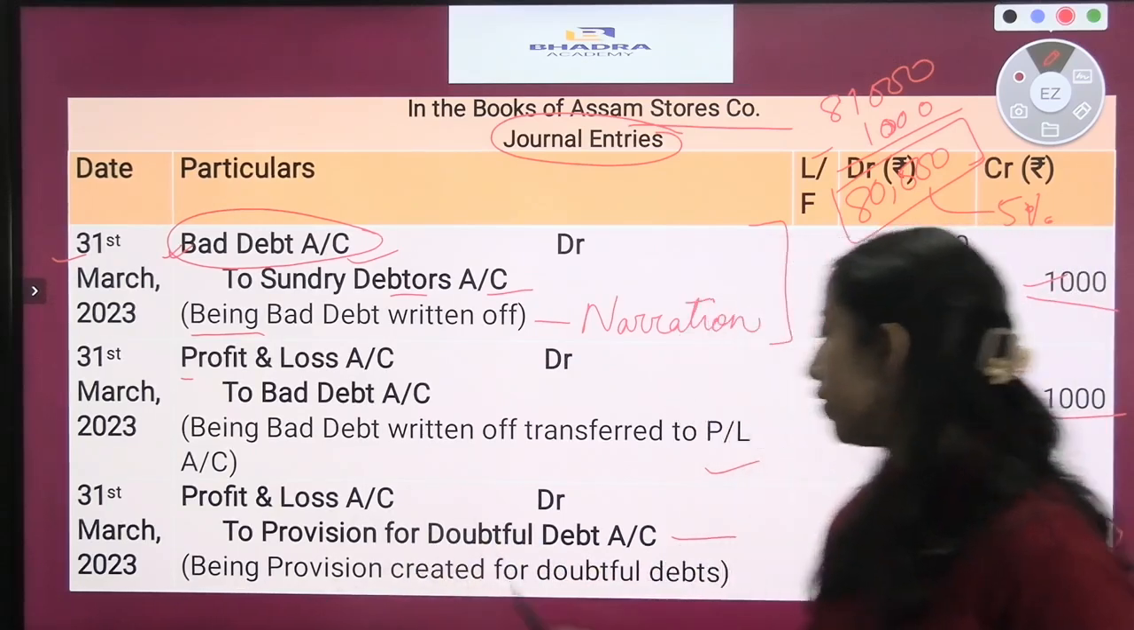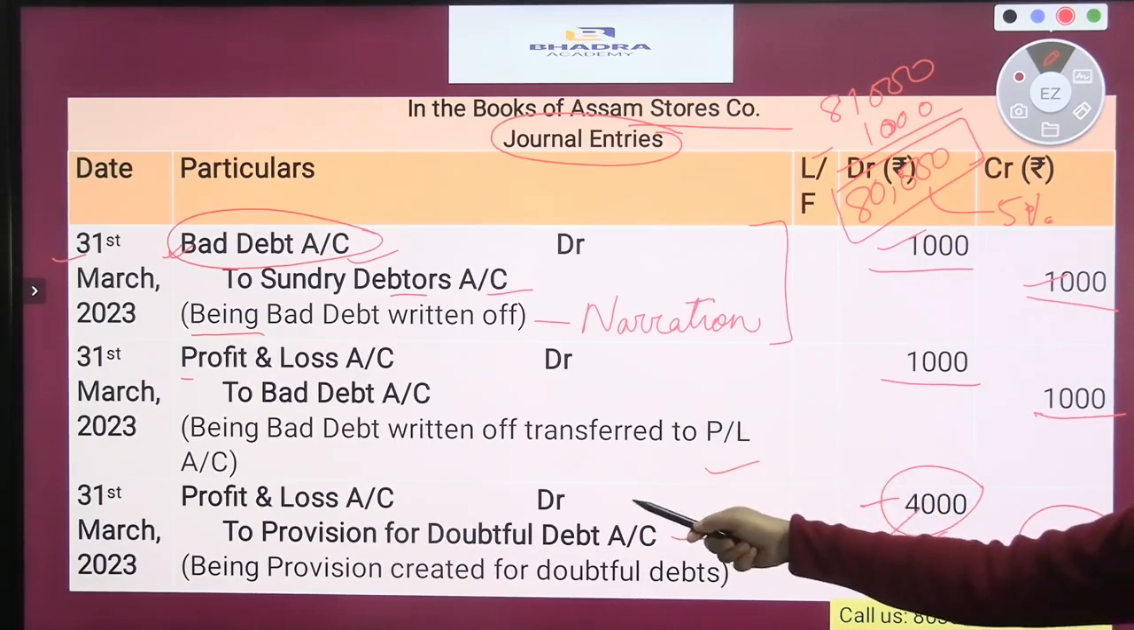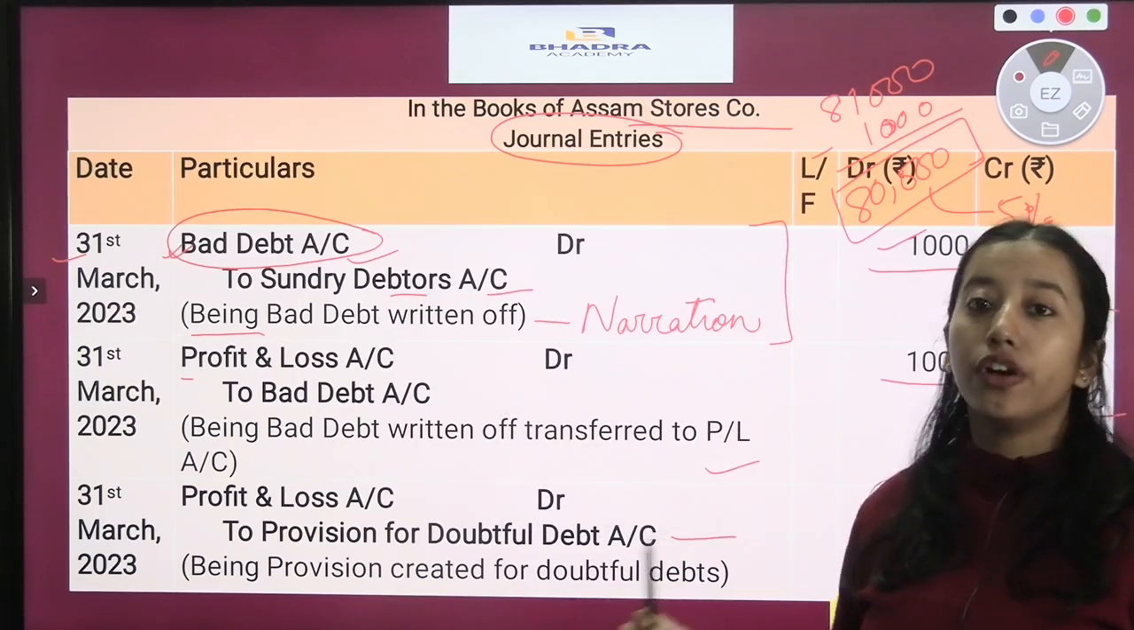So, being provision created for doubtful debt, rupees 4,000 is debited in the profit and loss account, and in the provision for doubtful debt account it has been credited. So this is the answer for this question.